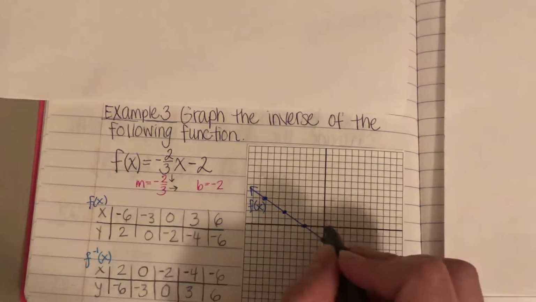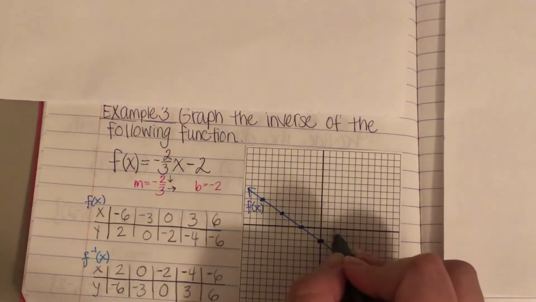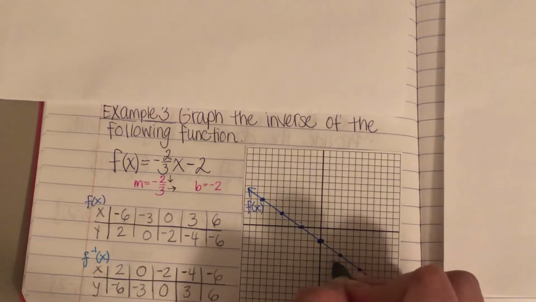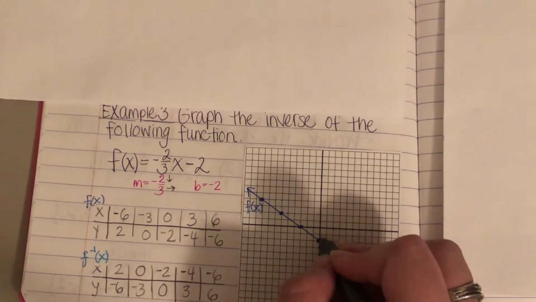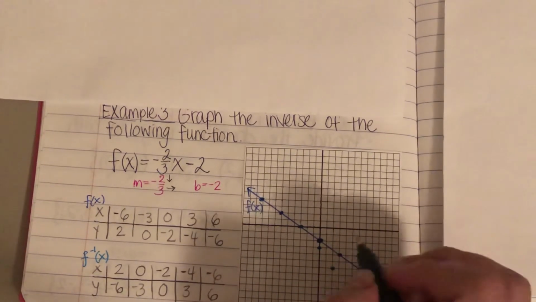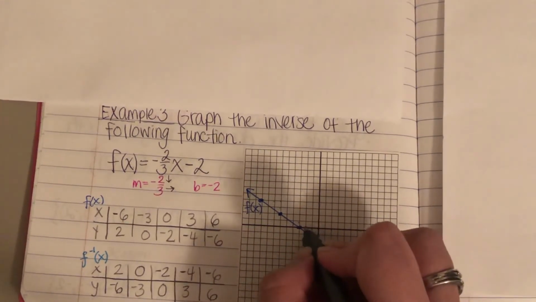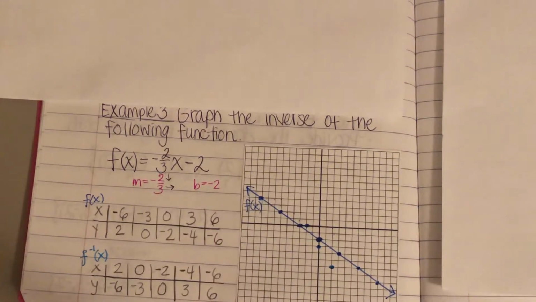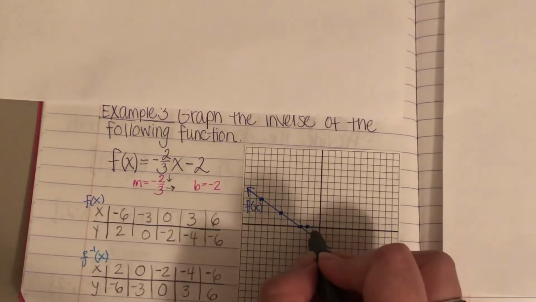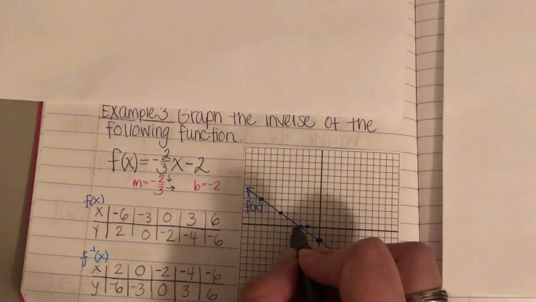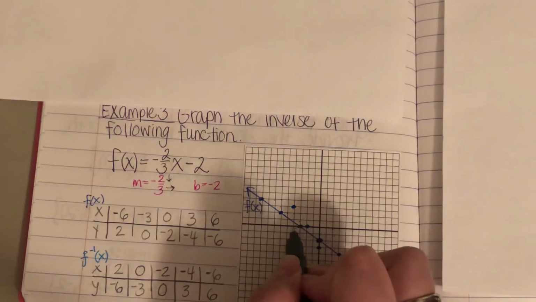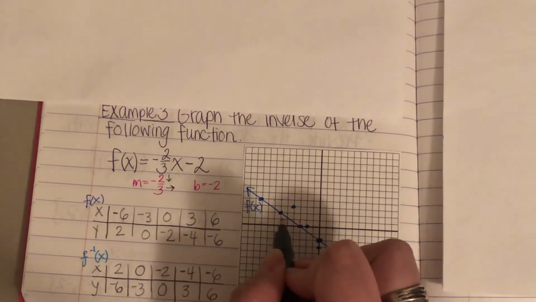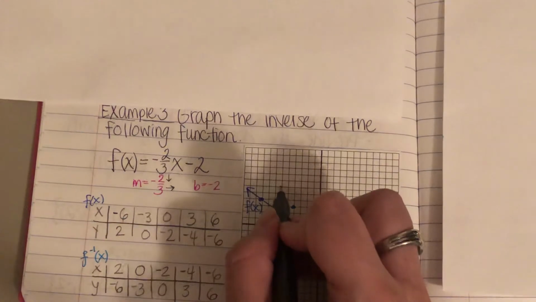So I'm going to go ahead and do that. Positive 2, 1, 2, negative 6. 1, 2, 3, 4, 5, 6. 0, negative 3. 1, 2, 3. Negative 2, 1, 2, 0. They're pretty close. Negative 4, 1, 2, 3, 4, positive 3. 1, 2, 3. And negative 6, 1, 2, 3, 4, 5, 6, positive 6. 1, 2, 3, 4, 5, 6.